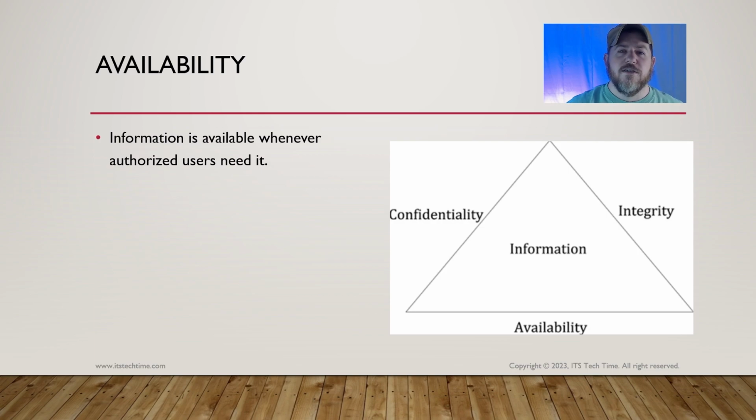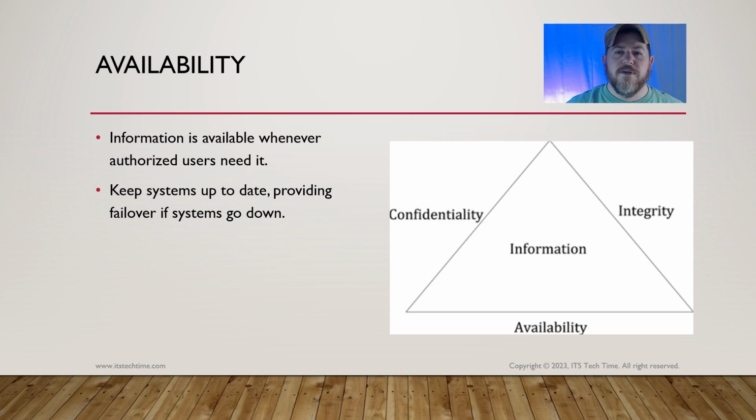Availability is when the information is available whenever an authorized user needs it. Some ways to help the availability aspect is to make sure systems are kept up to date and that failover is provided in case the system goes down.